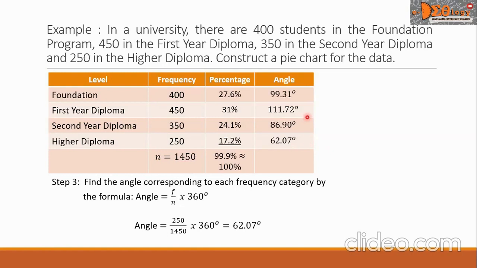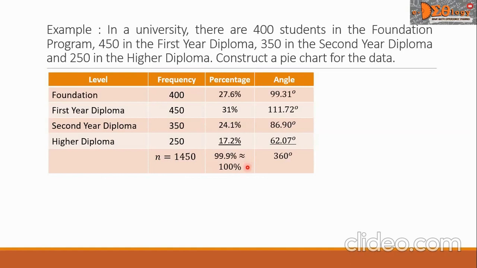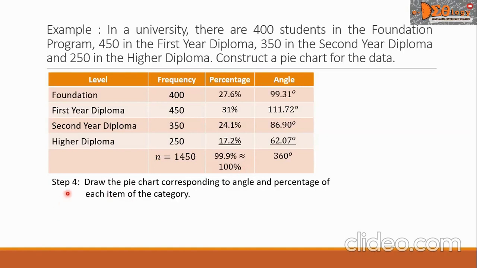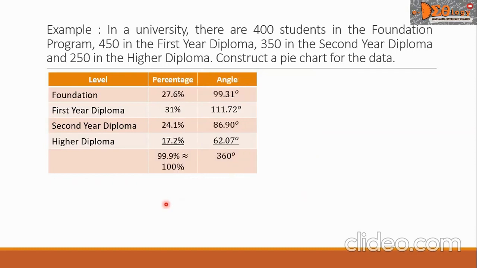Now let us take the summation of this column, and we will have the answer 360 degrees. This must be always equal to 360 degrees. On the same way that this column must have the summation that is equal to 100%. Now, let us go to step 4. Draw the pie chart corresponding to angle and percentage of each item of the category. So let us minimize our table because we are going to draw the pie chart.